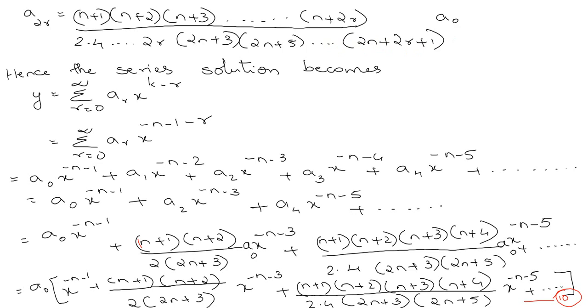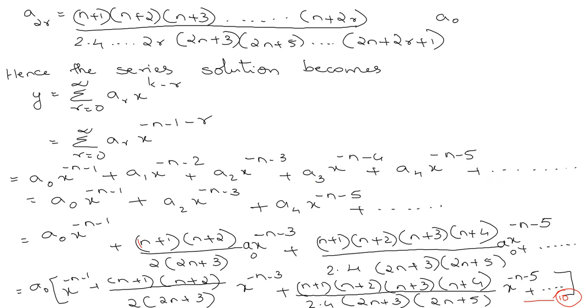Hence the series solution becomes y is equal to sigma r is equal to 0 to infinity ar into x raised to k minus r. In the place of k, you can put minus n minus 1, is equal to sigma r is equal to 0 to infinity ar into x raised to minus n minus 1 minus r. Now expanding this, first one is putting r is equal to 0, you will be getting a0 x raised to minus n minus 1 plus putting r is equal to 1, you will be getting a1 x raised to minus n minus 2 plus putting r is equal to 2, you will be getting a2 x raised to minus n minus 3 plus etc.